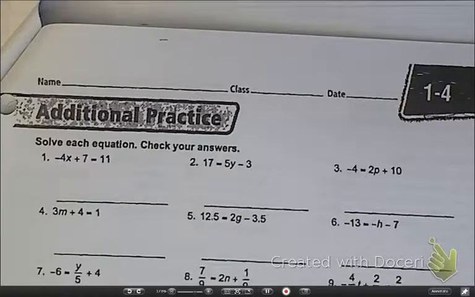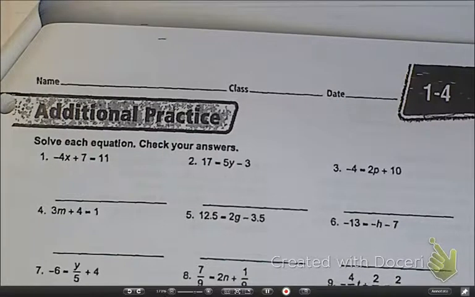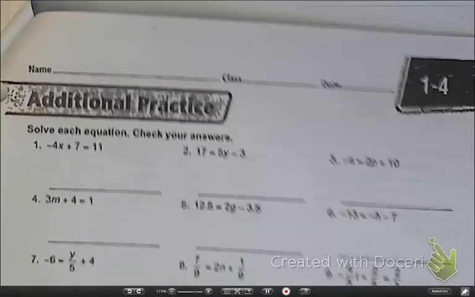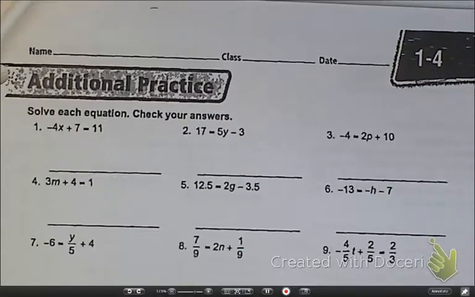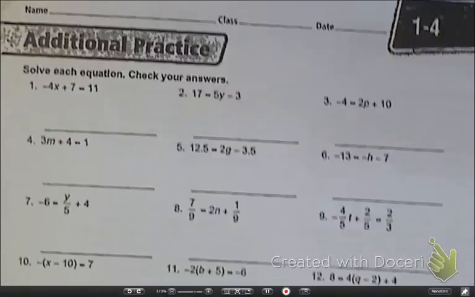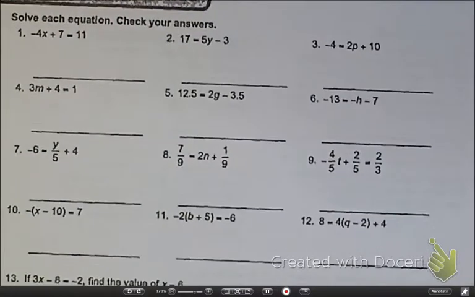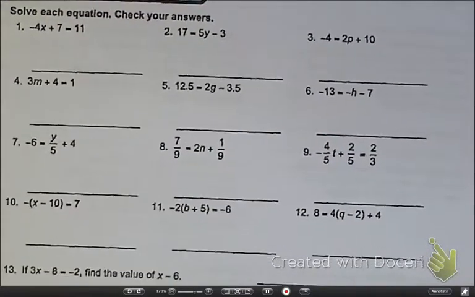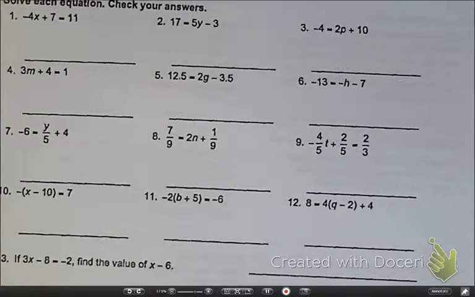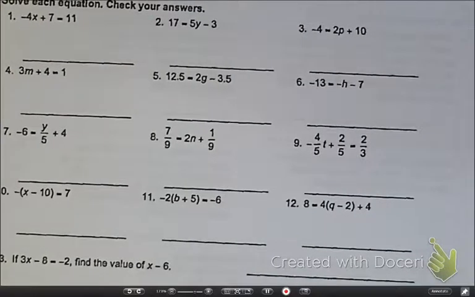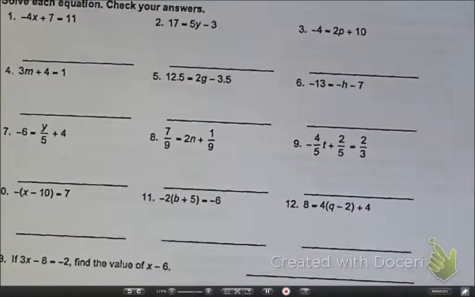All right, so this is the next page that we're going to look at in your packet. It says Additional Practice 1-4 up at the top. It's on page 21 of the packet. And so I think you guys are good with some of these first ones. We're going to skip down to some of these ones with fractions because I know that fractions are not everyone's favorite. And so we're going to do one of these together with fractions so that you guys can kind of have an idea of how to do them.